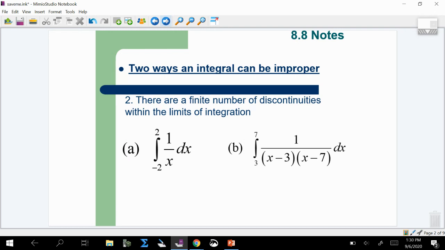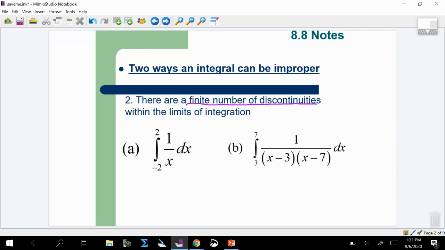The second way that an integral is improper is more subtle. When you see an infinity sign on your integral symbol, it's going to be pretty obvious that this is not your run-of-the-mill integral. This second type, though, you might have to take a more detailed look at to see if there's an issue with it. This is going to happen when either your boundaries create a discontinuity in what you're trying to integrate, or somewhere between your boundaries there is a discontinuity. So we're looking for what's called a finite number of discontinuities within the limits of integration.